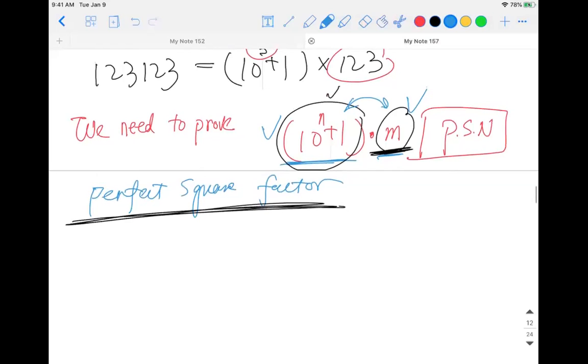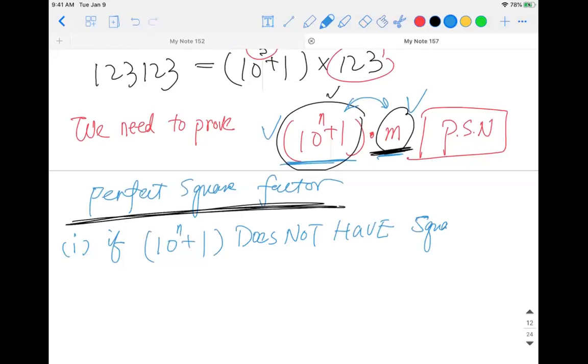So let's have a look at the first scenario. If 10 to the power of n plus 1 does not have square factors. It either has a square factor or does not have a square factor. Whenever I say square, to the power of 2, 4, 6, they're all considered to be square, just like an even number of factors. Okay? You guys follow me? Yes or no? Yeah.